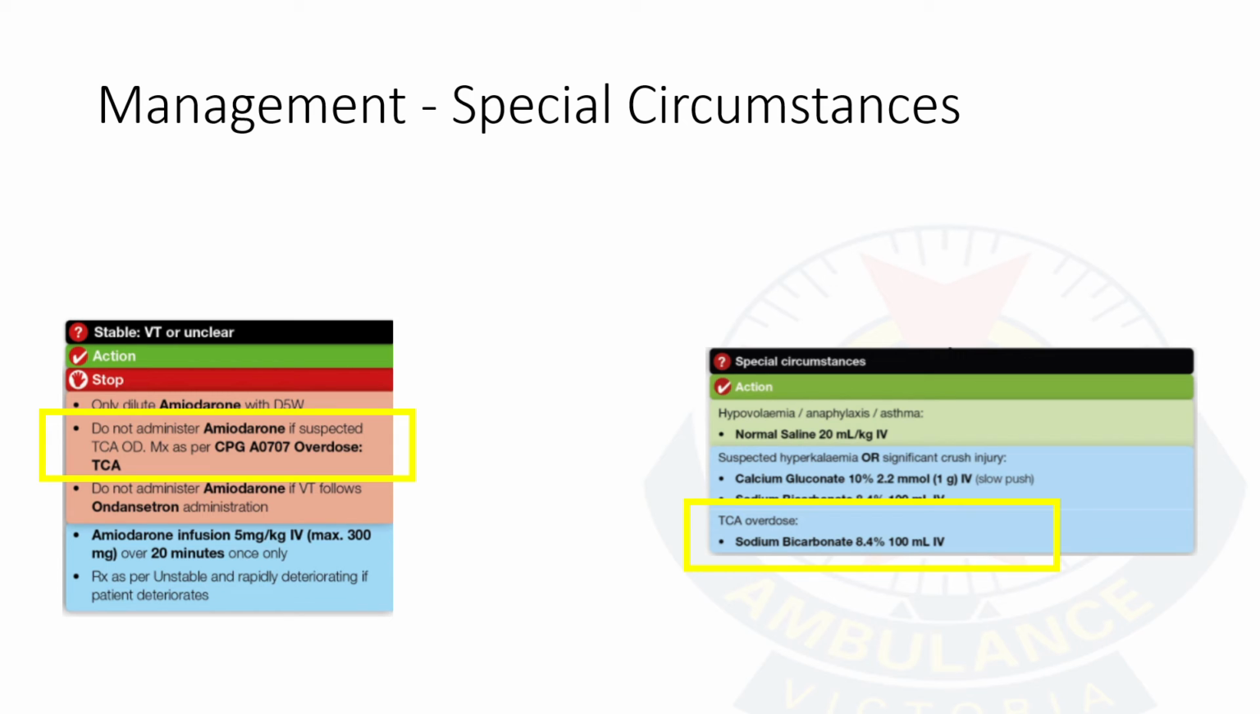We have seen amiodarone as a contraindication a few times now, and the reasoning for this is that amiodarone is a sodium channel blocker itself. So managing a tricyclic overdose, which in essence is a sodium channel blocker overdose, with a sodium channel blocker, would further compromise cardiac myocyte action potential and eventually result in asystole.